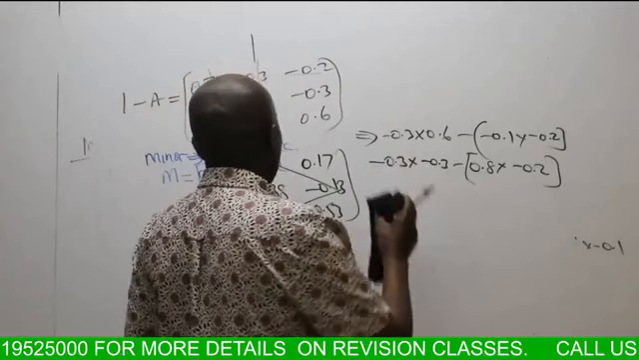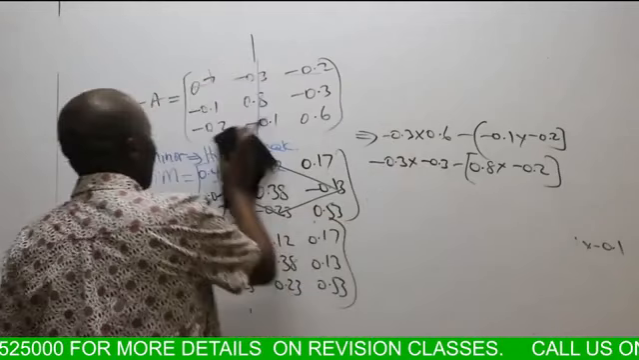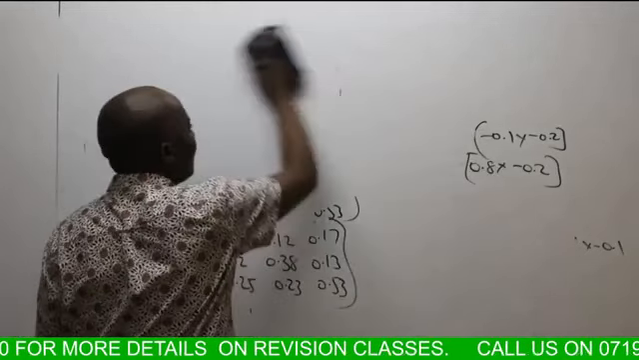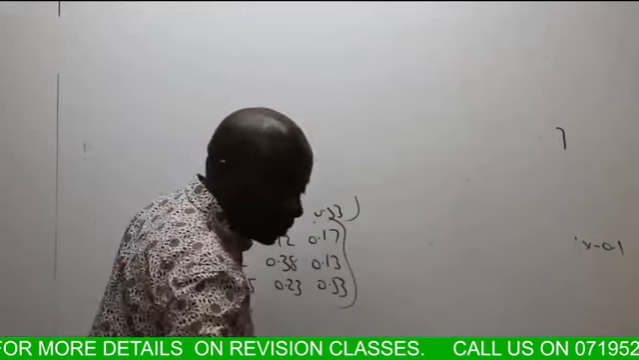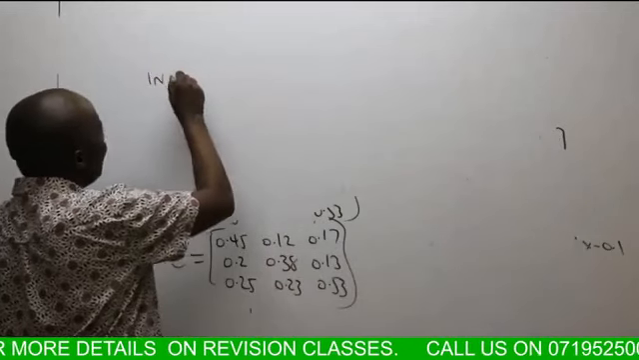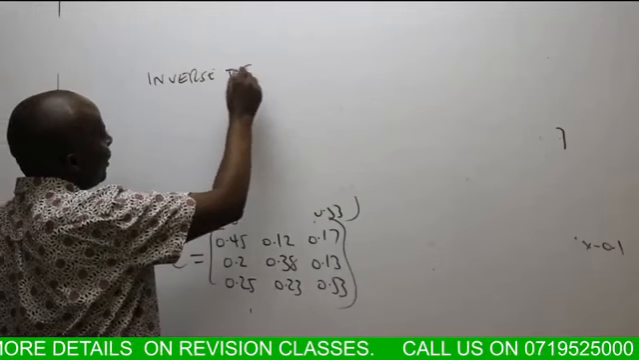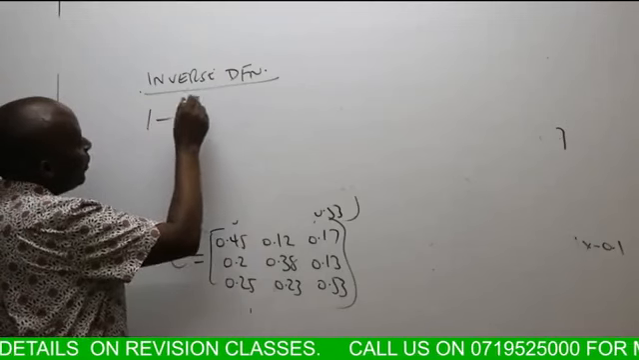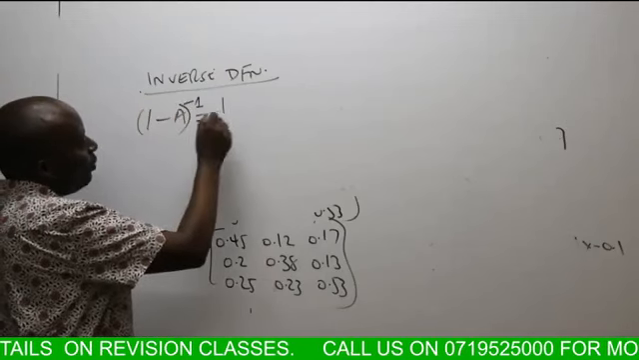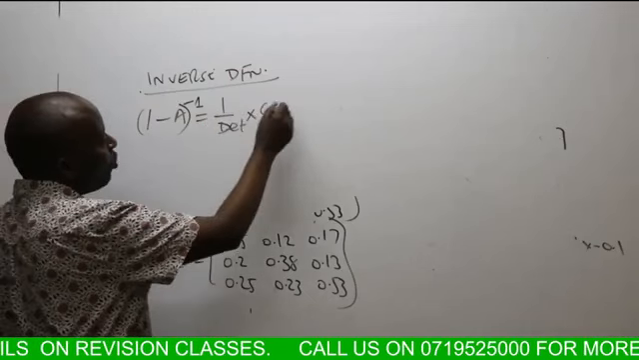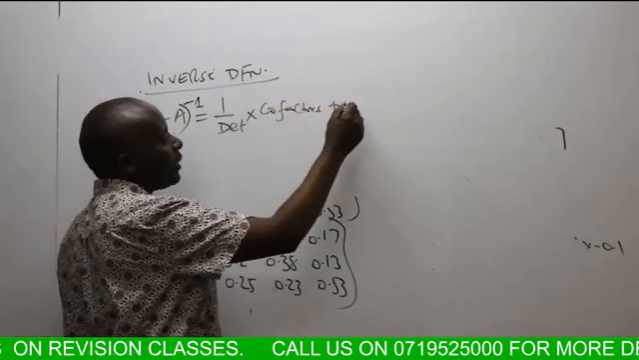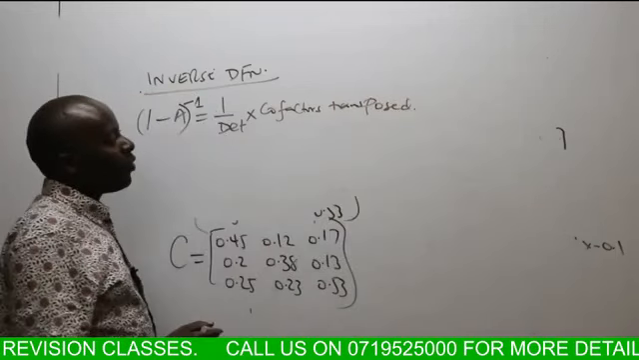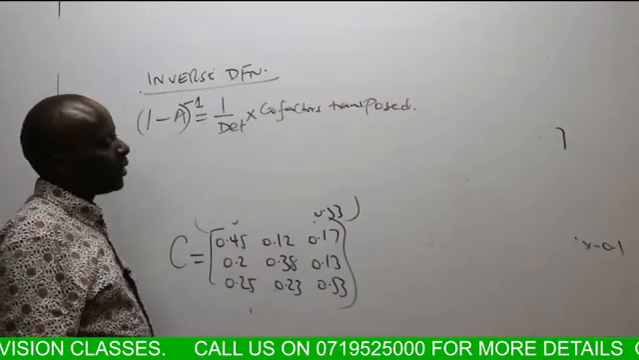So our inverse definition here will be A inverse. A inverse will be 1 over the determinant times cofactors. Cofactors done what here, somebody? Times cofactors transposed. It will be 1 over the determinant times cofactors transposed.